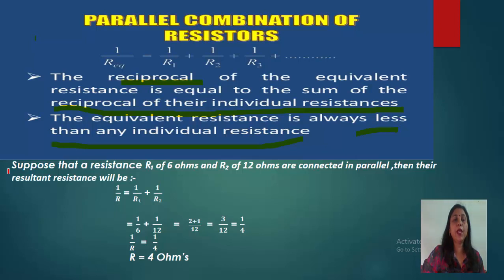Suppose that there is one example. Suppose that a resistance R1 of 6 ohms and R2 of 12 ohms are connected in parallel. Then their resultant resistance will be given by the formula 1 upon R is equal to 1 upon R1 plus 1 upon R2. That is 1 upon 6 plus 1 upon 12, which is equal to 2 plus 1 upon 12, which is equal to 3 upon 12. After cancelling, it will become 1 upon 4. That is, 1 upon R is equal to 1 upon 4, and R is equal to 4 ohms. And you can see 4 is less than 6 as well as less than 12. That means when connected in parallel, the resistance of the circuit is decreased.